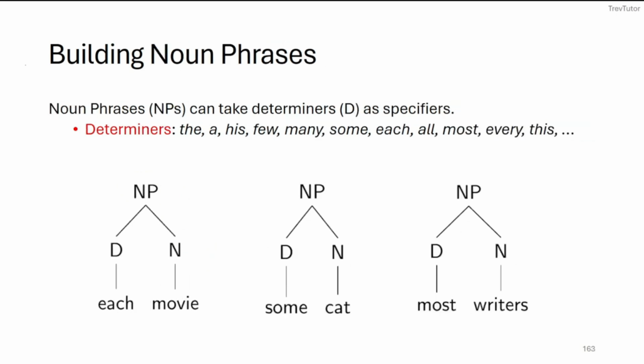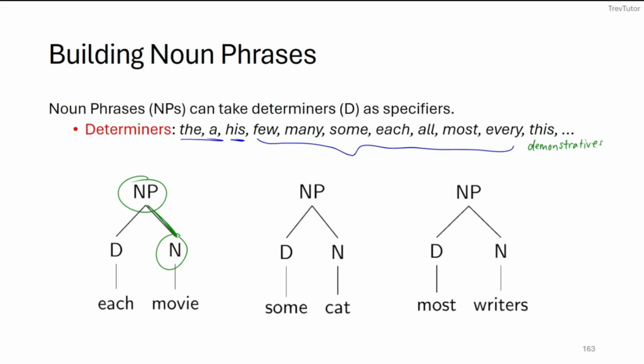Noun phrases are built from noun heads, so every noun will build into a noun phrase, and they can take determiners as specifiers. So determiners are your basic articles like the, and an. It could include possessive determiners like his, or even some quantifiers like few, many, some, each, all, most, and every. We'll also see demonstratives under here, so words like this, that, those, and these. Demonstratives are sometimes treated a little bit differently in languages than just straight up determiners, so that might be important to know, but in most intro linguistics courses, you're not going to get into that much detail.